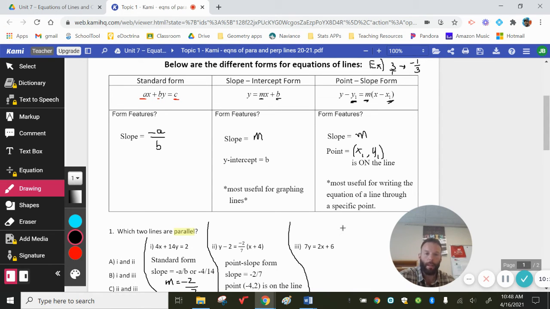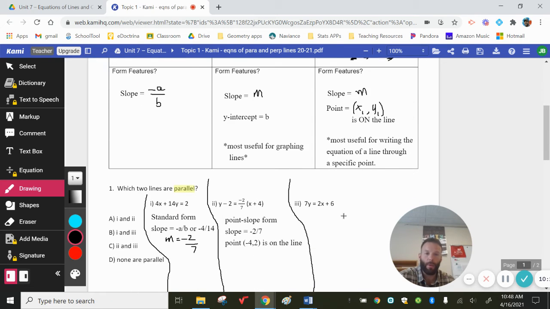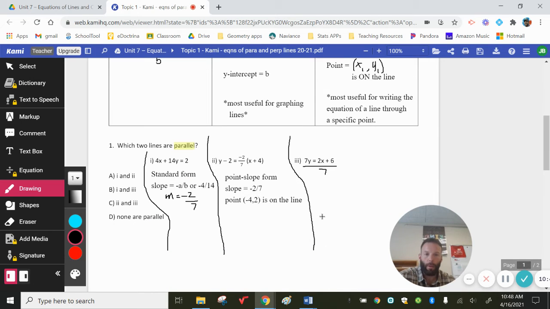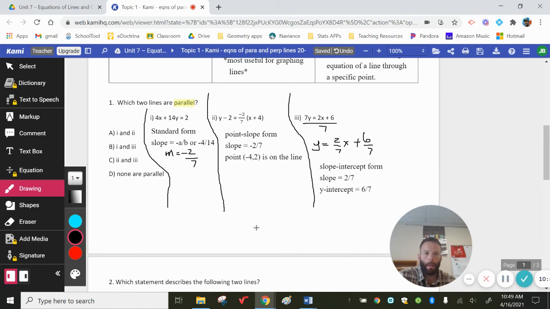So I think it makes the most sense for me to write this equation in slope-intercept form. And to do that, I would have to divide each of the three terms by 7. So when I rewrite it, I would have y all by itself is equal to 2 over 7x, and then plus 6 over 7. Okay, so now I know that this equation is written in slope-intercept form. The slope is 2 over 7, and the y-intercept is 6 over 7.